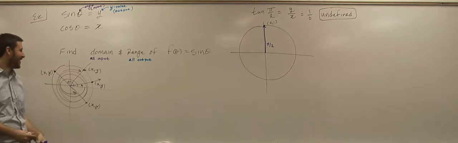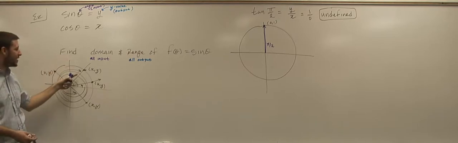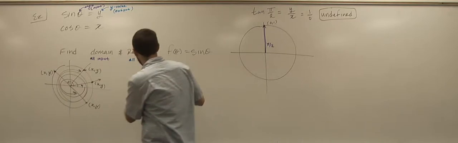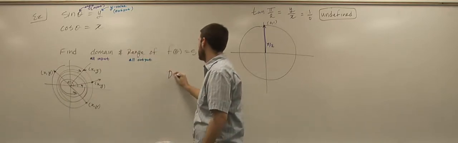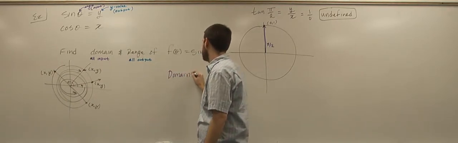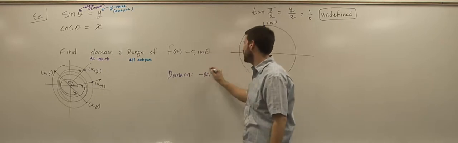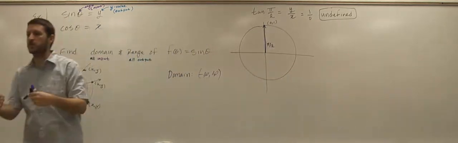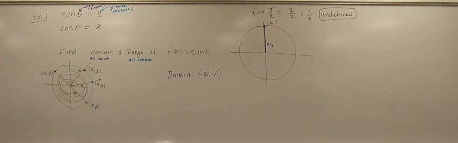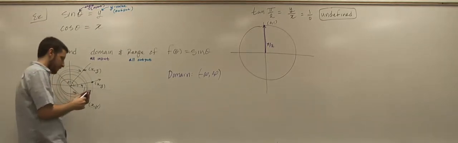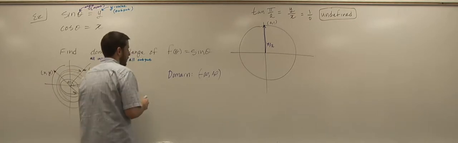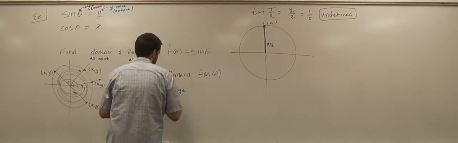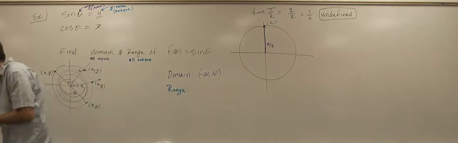What are you doing? No matter which angle you draw me, I can find a y value. So the domain for sine, all the possible angles, is all real numbers. Negative infinity to infinity. If you give me any angle between negative infinity and infinity, I can find you a y value on the unit circle.